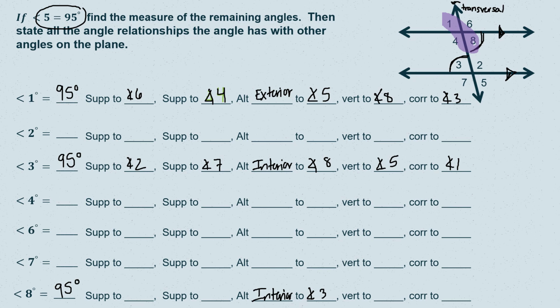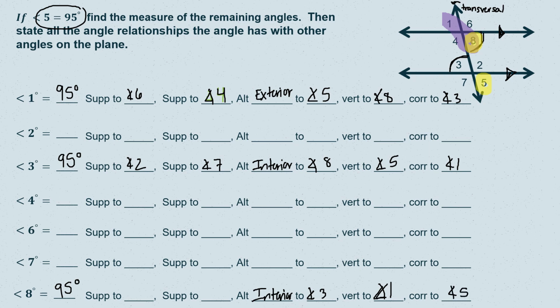Angle 8 would also be 95 because it's vertical to angle 1. Angle 8 is also corresponding to our original angle, angle 5. Therefore, they have the same measurement.